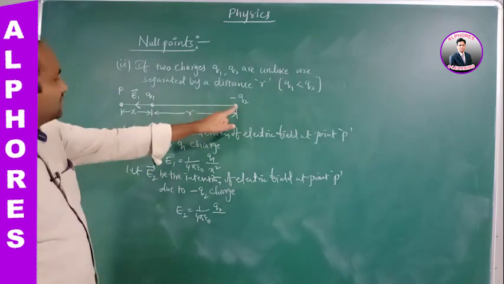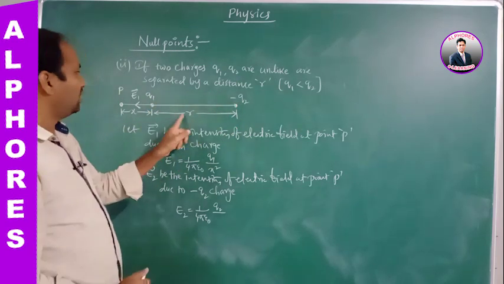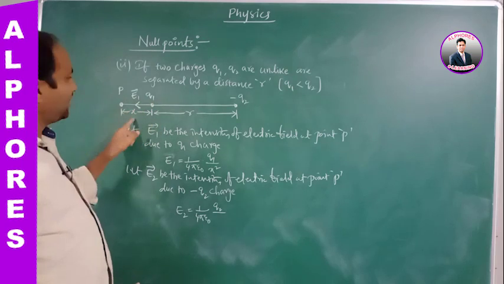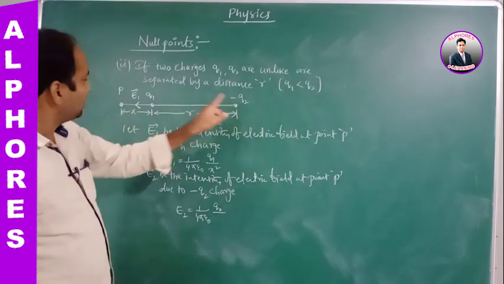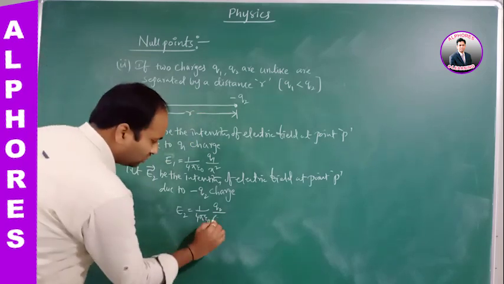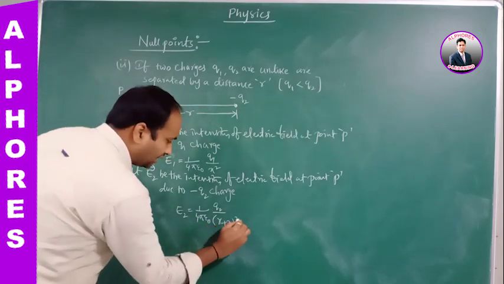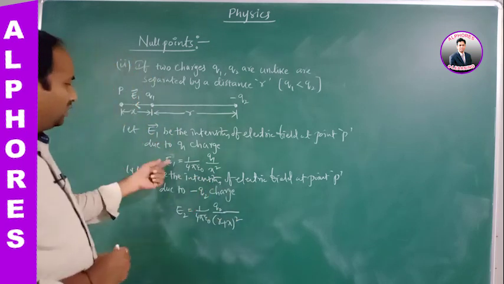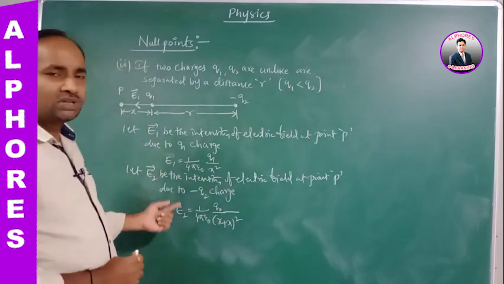So 1 by 4 pi epsilon naught q2 by, what is the distance of point P from the second charge? The distance between the two charges q1 and q2 is r, and from q1 to point P is x. So the total distance of the point P from the negative charge is r plus x here. So you should write here r plus x whole square. Okay. Now these are the direct magnitudes of E1 and E2.